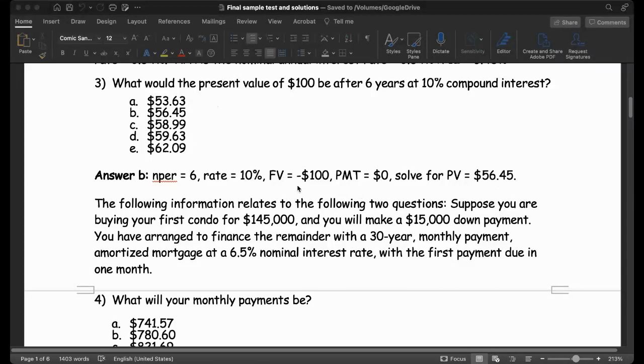You could also input future value as positive 100, then present value should be a negative number. These two will be opposite signs.